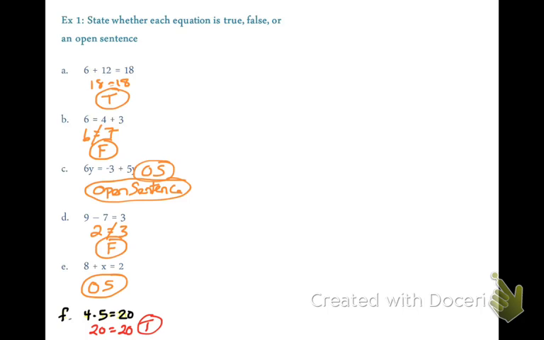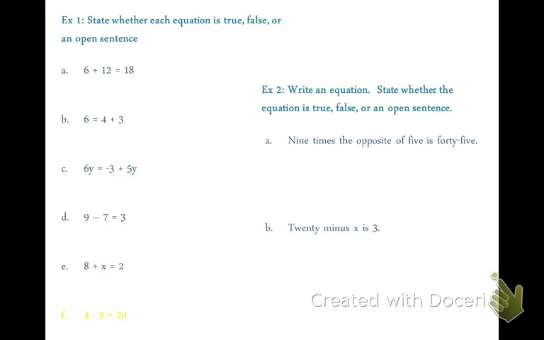Now let's look at example 2. Okay, so this time we're going to write our own equation, but you look and see what they say to do on this one. It says on A, and then tell me if it's true, false, or an open sentence. So it says 9 times, we'll do the times sign right now. We'll change it if we need to. The opposite of 5 is negative 5. And since it's a second number, put a parenthesis around it.